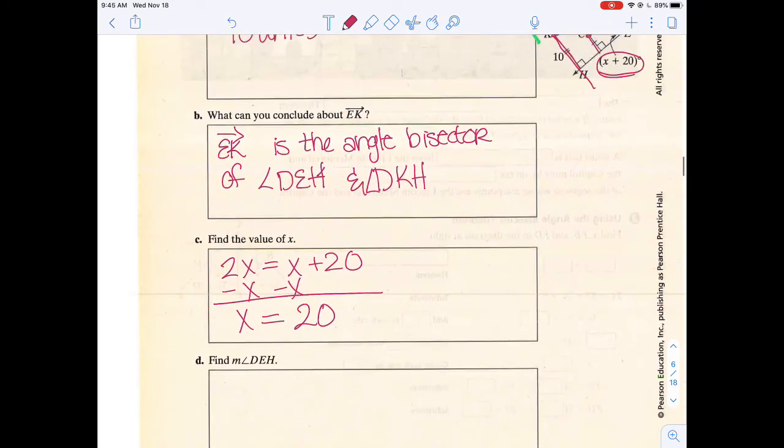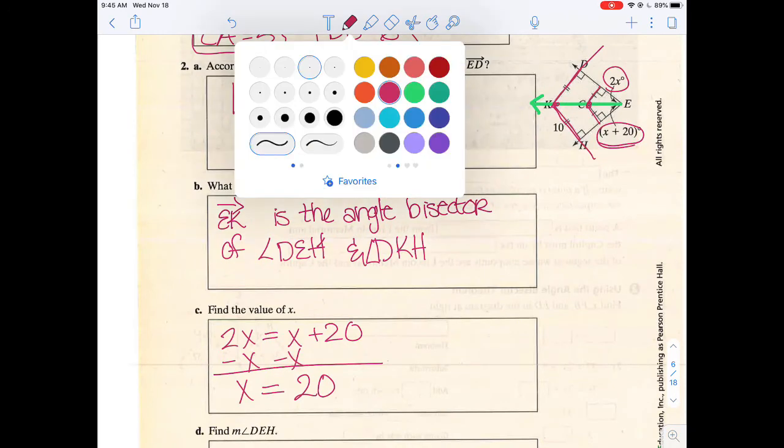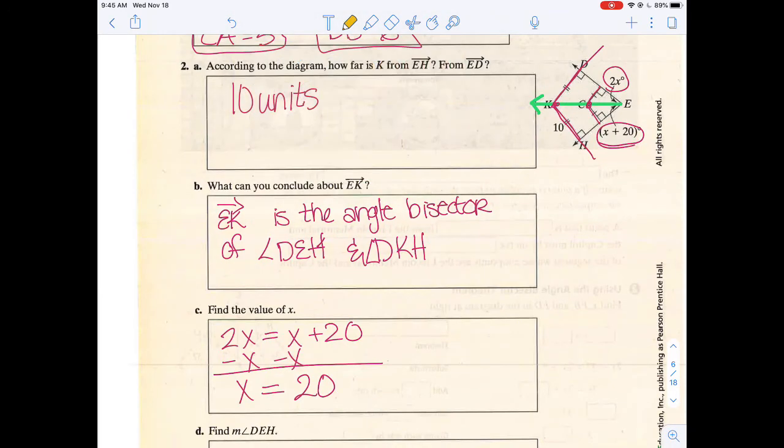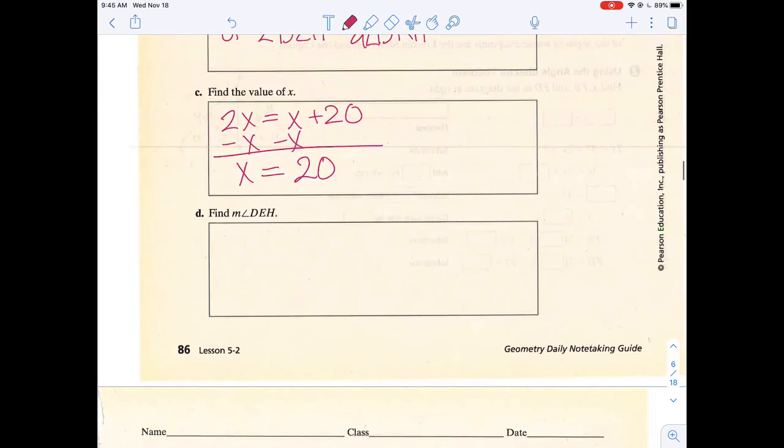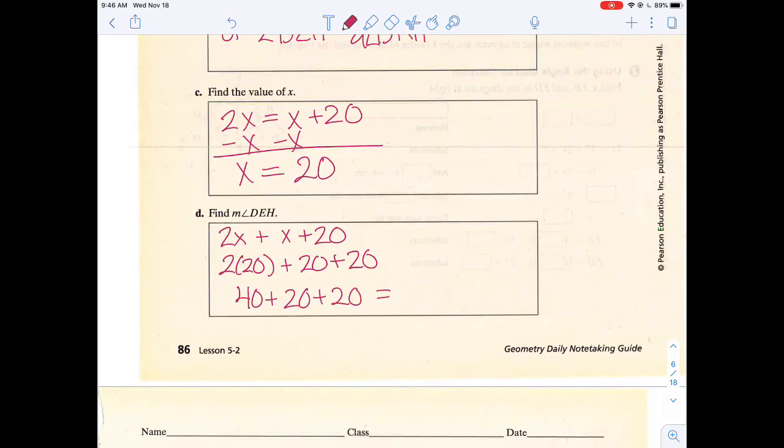Alright, and then the last question is find DEH. DEH, let me grab a different color here. DEH is this big angle. So it's the 2x plus the x plus 20. 2x plus x plus 20. And we know x is 20, so 2 times 20 plus 20 plus 20. 2 times 20 is 40, plus 20 plus 20 would be 80. So the measure of angle DEH is 80.